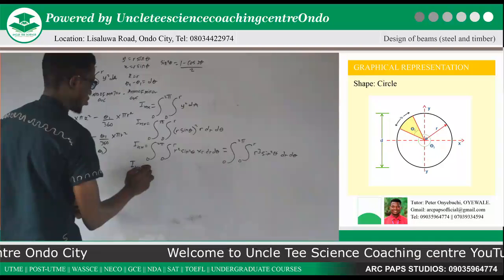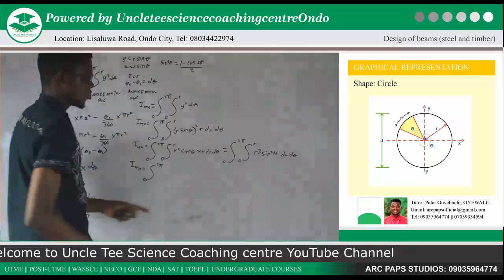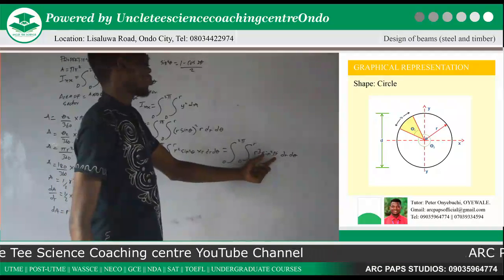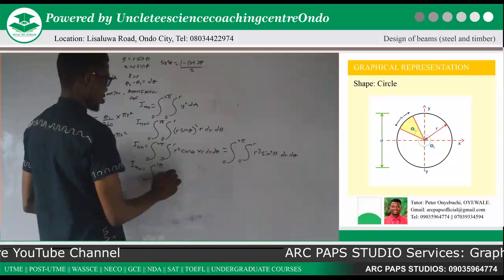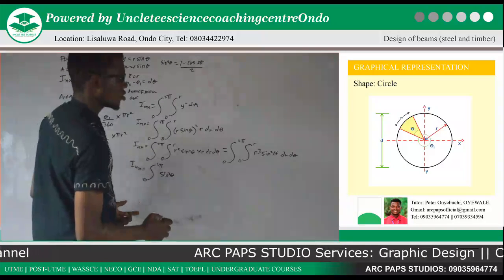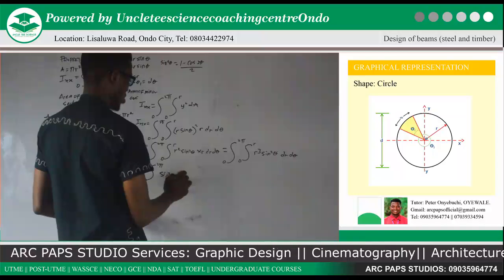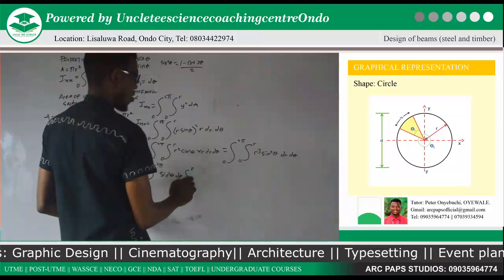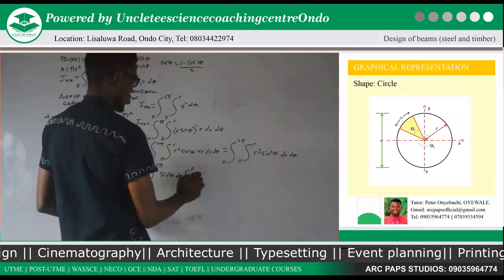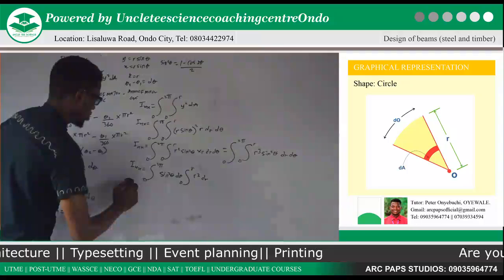Now our Ixx will then give us the integral from 2 pi to 0. Now sine squared theta is a constant, we can bring it out. So that is sine squared theta d theta, integral r to 0 of r raised to power 3 dr.